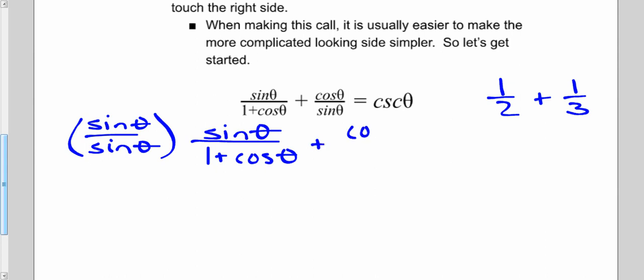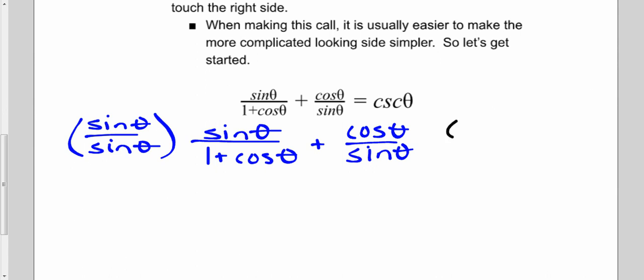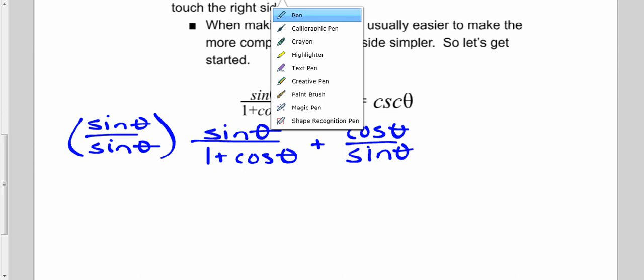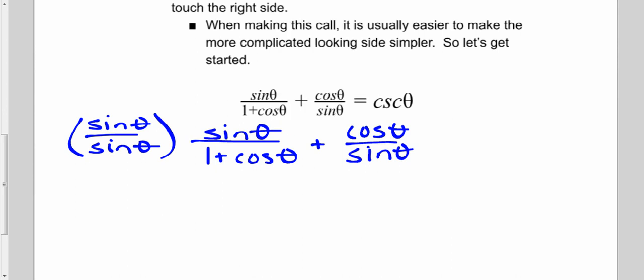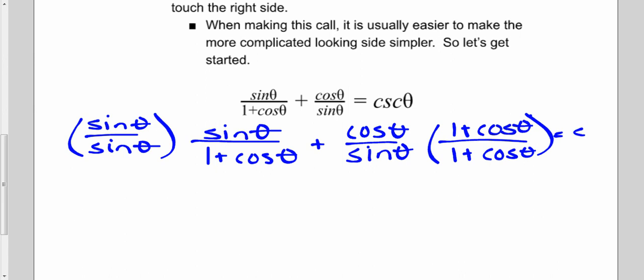And then, what am I going to multiply this guy by in order to get a common denominator? Yeah, 1 plus cosine theta over 1 plus cosine theta. I want blue. Calligraphy pen blue. 1 plus cosine theta over 1 plus cosine theta. And that equals cosecant theta.